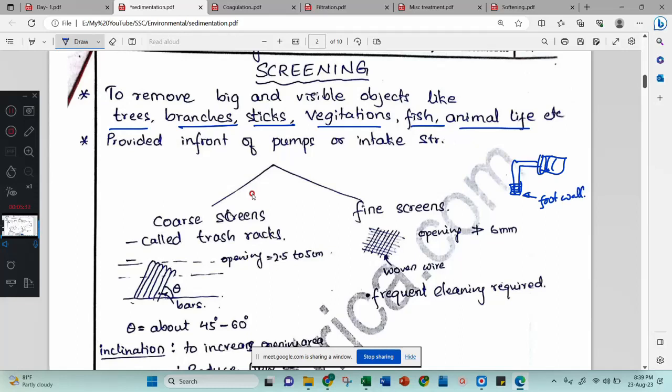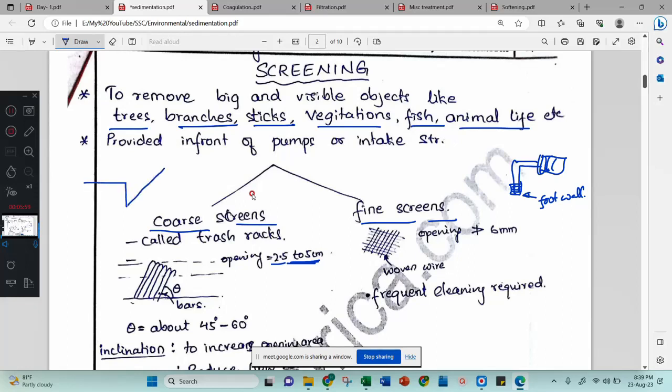Therefore, most of the time we will not be having this screening technique in the water supply, but in wastewater supply we will be having this screening. But still, we will study that we have coarse screens and fine screens. Coarse screens means the openings are bigger in size, say for example, 2.5 to 5 centimeter opening, and these coarse screens are vertical. You might be seeing this one.